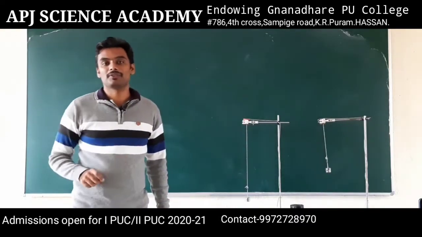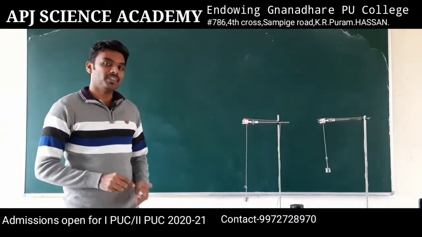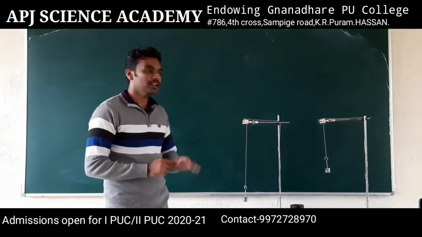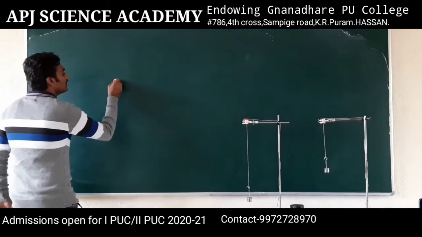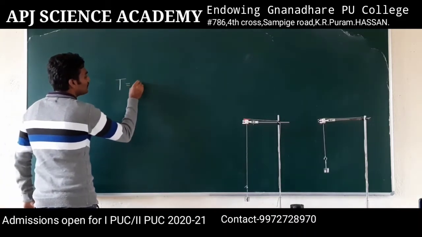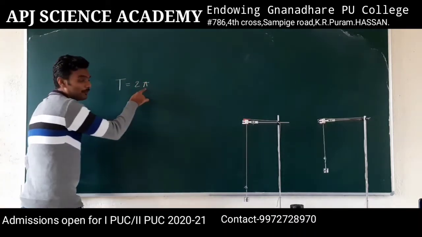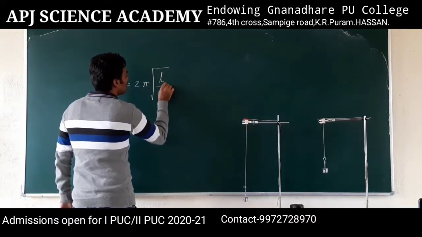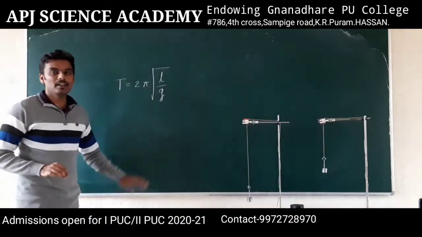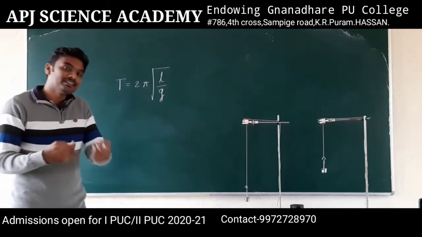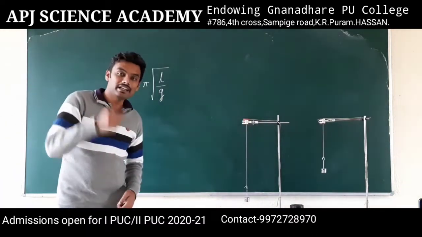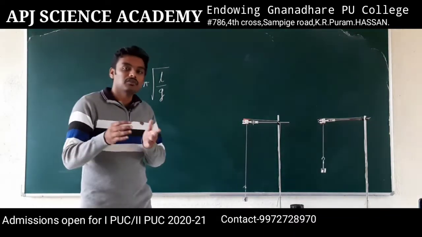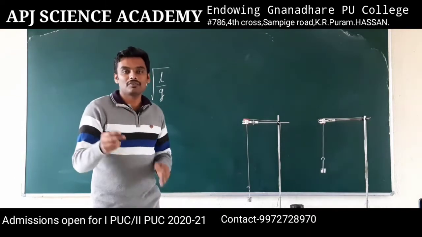Now we will derive the formula for this time period of the simple pendulum when we come to the actual syllabus. But here I'll directly take the formula of the time period of oscillation. The time period of oscillation is given by T = 2π√(L/g), where π is a constant, you know that. This is the formula which we will discuss, understand and derive in the regular class. This is a concept which is there for you in your 11th or first PU.